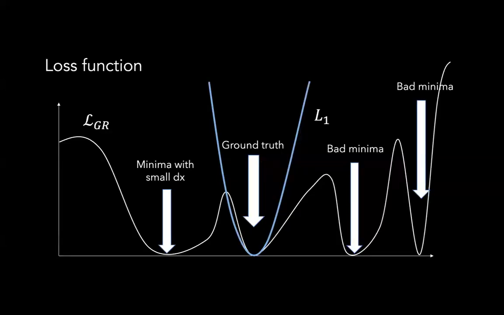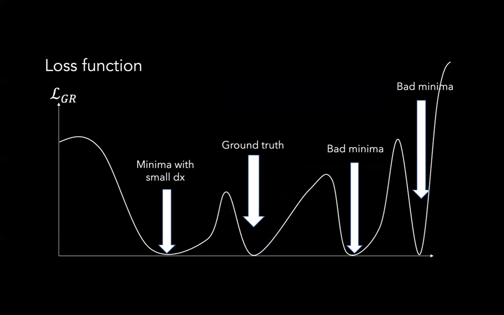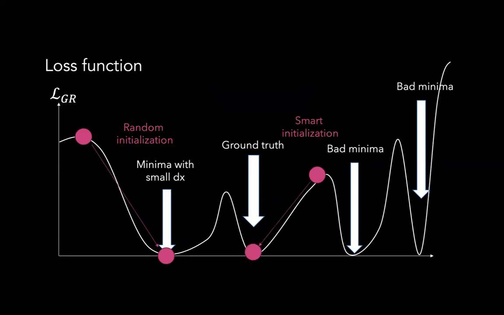So how can we solve this? How can we get there? If I just randomly initialize, I'm just going to fall into the smallest minima. However, say I find a smart initialization, which is somewhat close to the ground truth, I might fall into the ground truth. So smart initialization is the game.